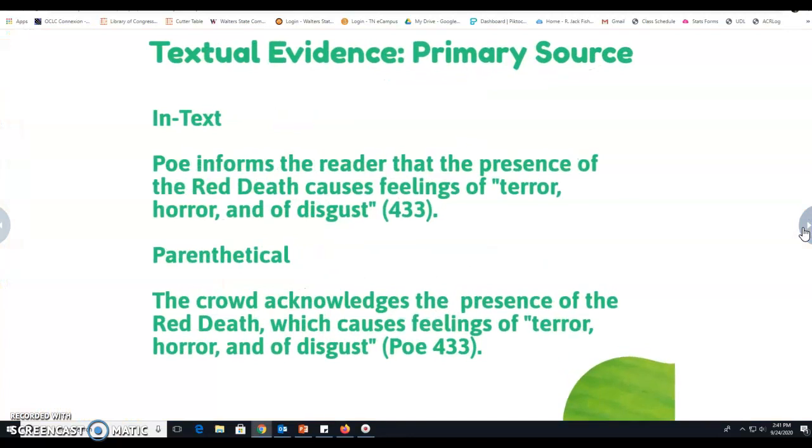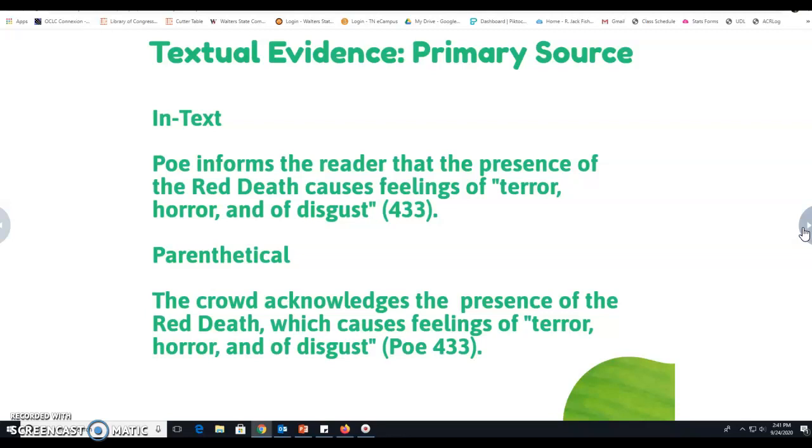So in the text, if I were going to use the primary source of The Masque of the Red Death, this could be an example of both an in-text and parenthetical citation. Now, these are both the same information. They're just written a little differently.